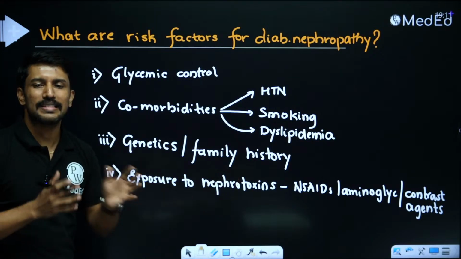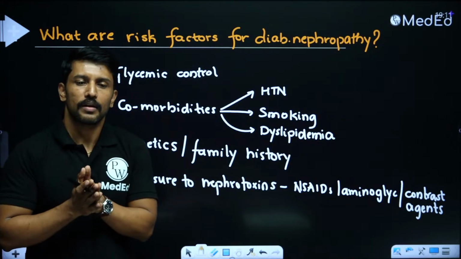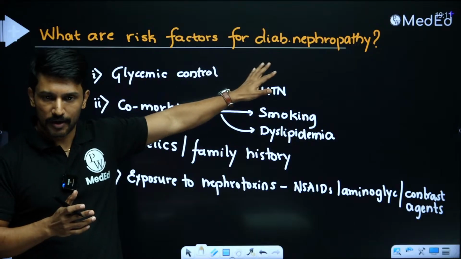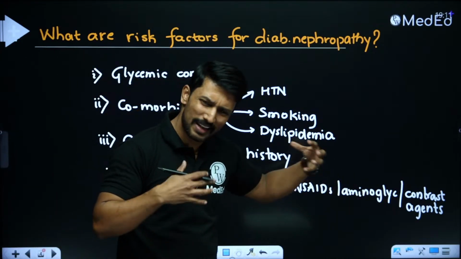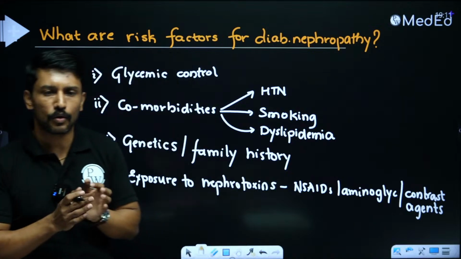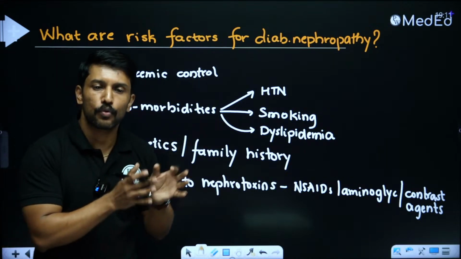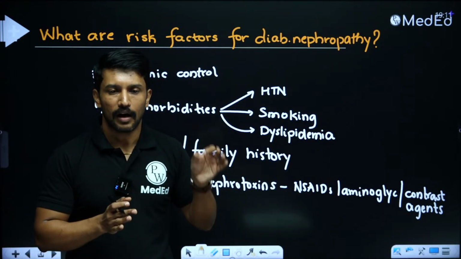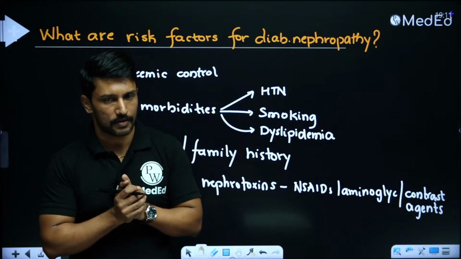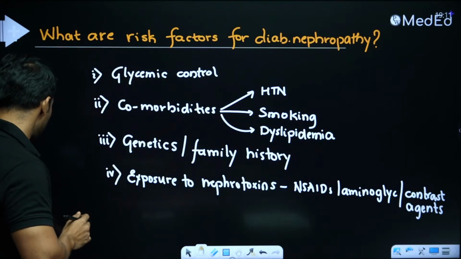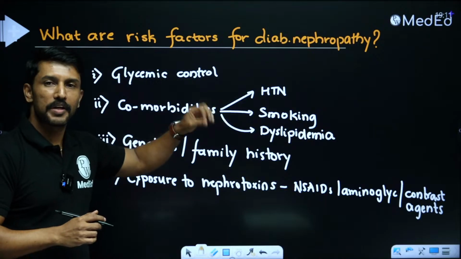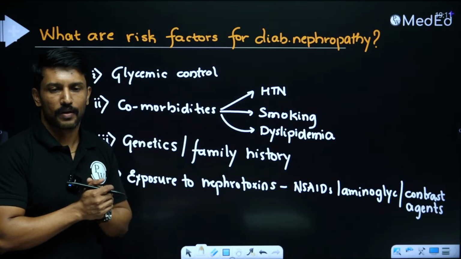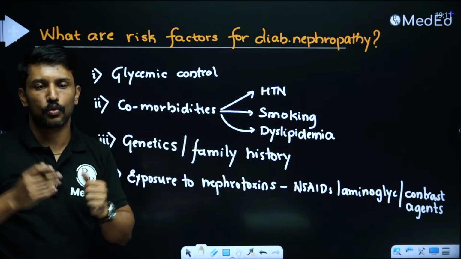Exposure to nephrotoxins, as a doctor, it becomes a duty that whenever you are dealing with a diabetic, if you are exposing them to NSAIDs, aminoglycosides, or any nephrotoxic agents, including contrast agents, we have to take the necessary precautions about hydration and other parameters. Okay, so these are the risk factors. Now let us say that despite our attempts, patient develops the diabetic nephropathy. Now what is going to be his natural course of illness?